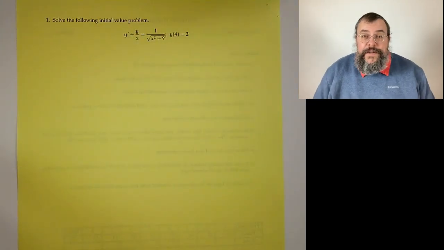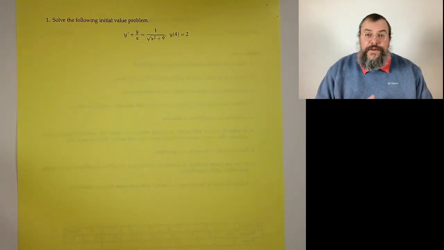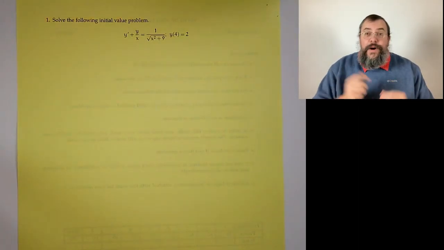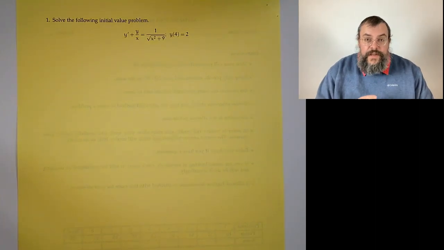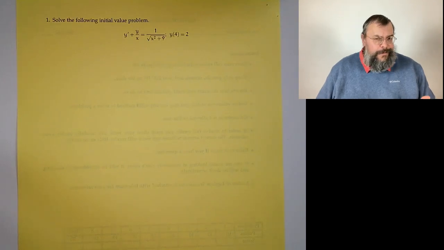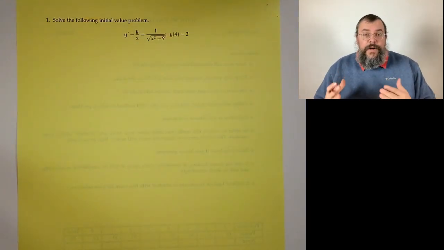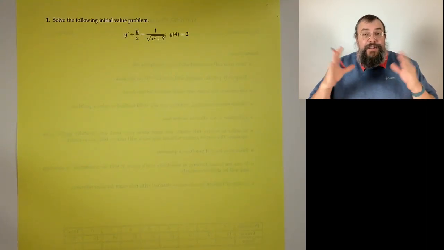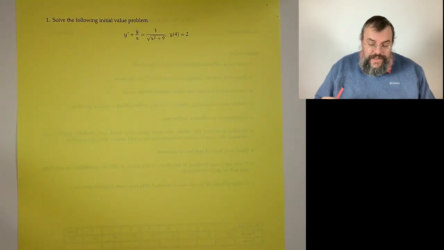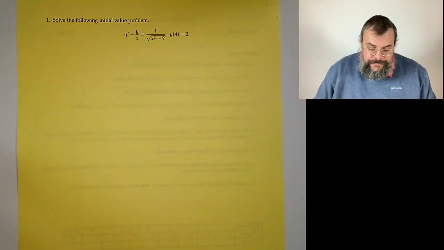Solve the following initial value problem. y prime plus y over x equals 1 over the square root of x squared plus 9, and y of 4 equals 2. All right, well, one of the things we have to figure out is what kind of problem is this? What technique are we going to be using? Now, this particular one is a linear first order differential equation. And so we say, hey, integrating factor.